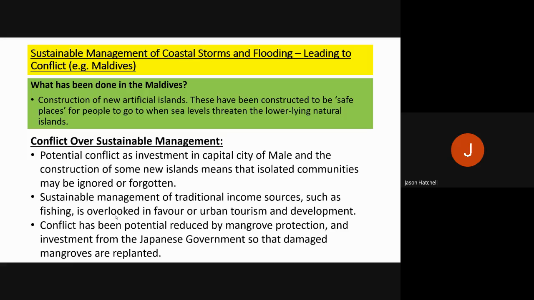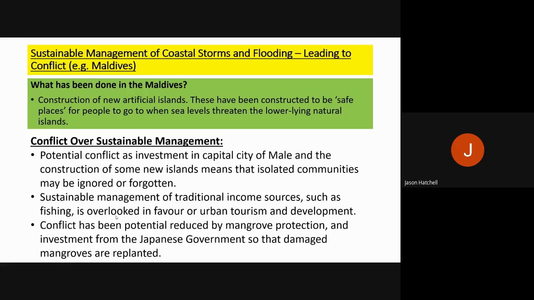Sustainable management of more traditional income sources, such as fishing, is overlooked in favour of tourism. Tourism is a bigger wealth creator than fishing, so tourism is prioritised. Conflict has been potentially reduced by mangrove protection and investment by the Japanese government so that damaged mangroves are replanted.